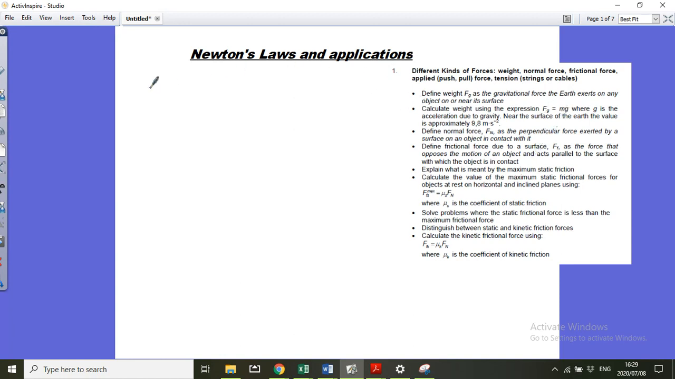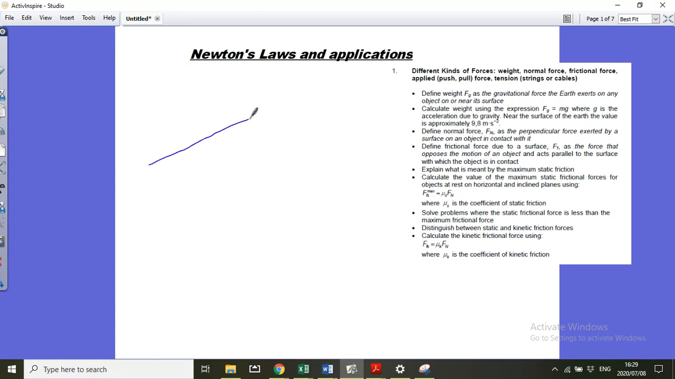But then you also need to be able to calculate the frictional force. Now we say maximum static friction or maximum kinetic friction, or not really maximum for kinetic, but for static, they say maximum static force because that's the force just before the object starts to move.